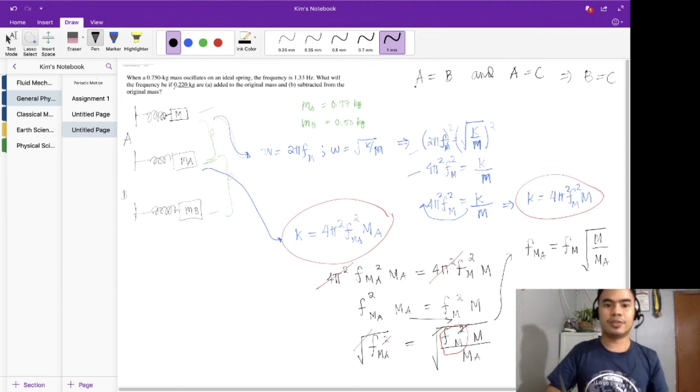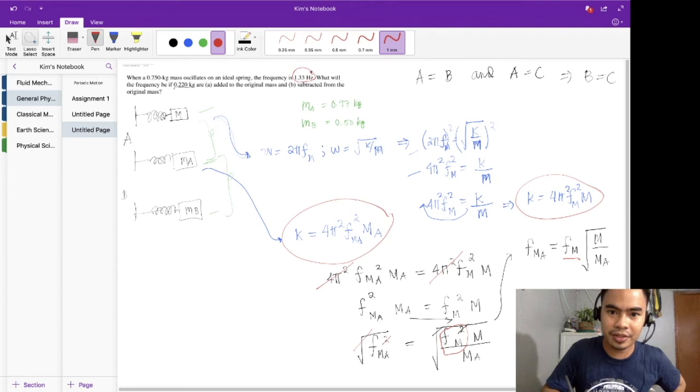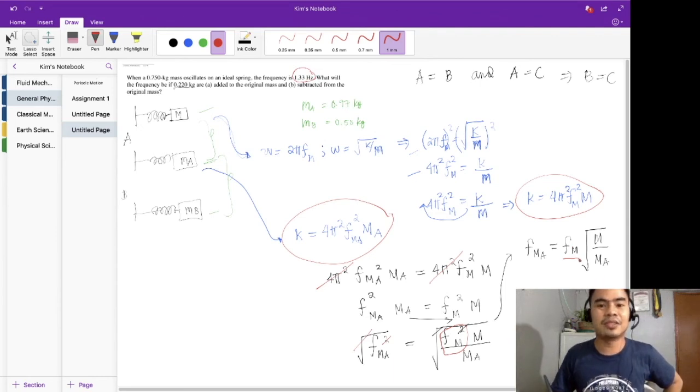Now the first question that will arise is, do I know f sub m? Yes, you do know this because this is given in the problem. That is 1.33 hertz, because f sub m is the frequency of the original mass, and m is the original mass. The m sub a is where you added 0.220 kilograms, or that is 0.97 kilograms. So you see, this is a simpler way of doing things, because f of m sub a is now the frequency of the mass to which you added 0.220 kilograms.